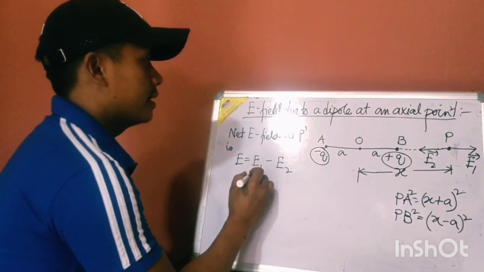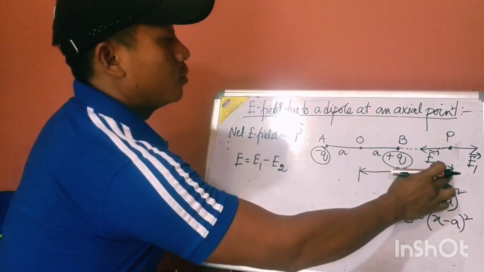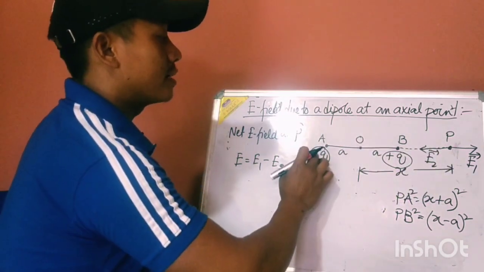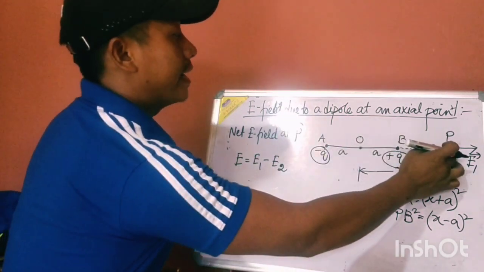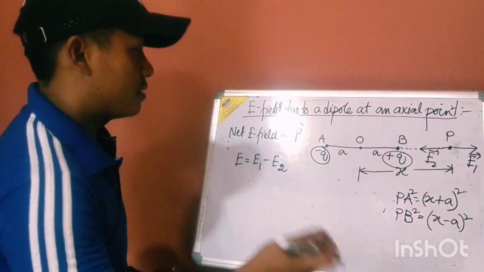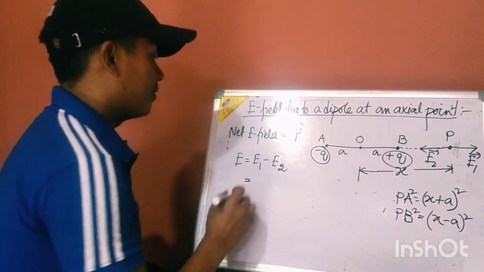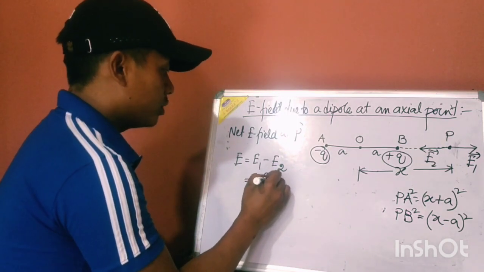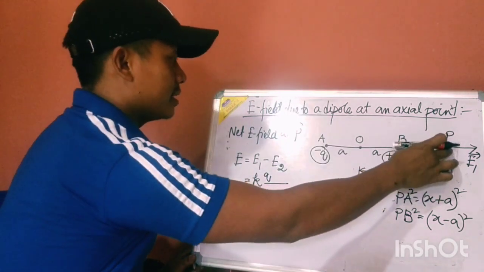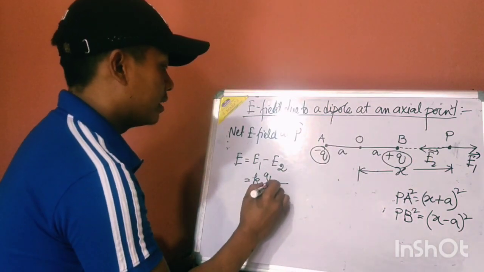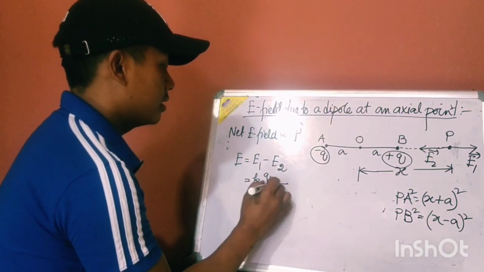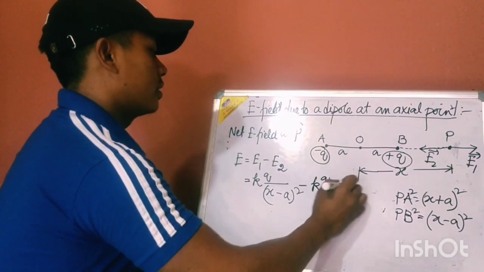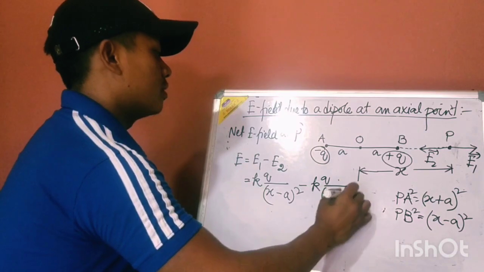Then the electric field due to positive charge, E1, should be larger, and for minus Q the electric field should be lesser. Now putting in the values, E1 is K Q divided by x minus a whole square. E2 is K Q divided by x plus a whole square.